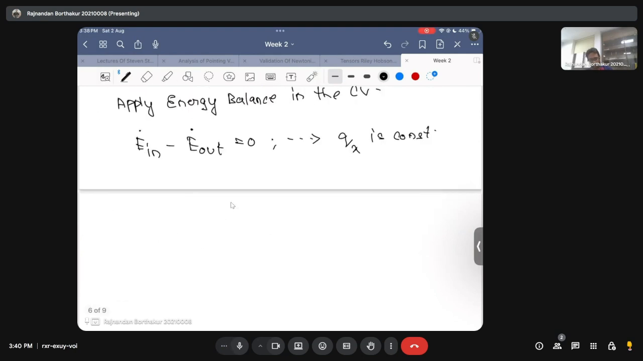That is, when we move along plus x, my q_x does not change, or is constant.